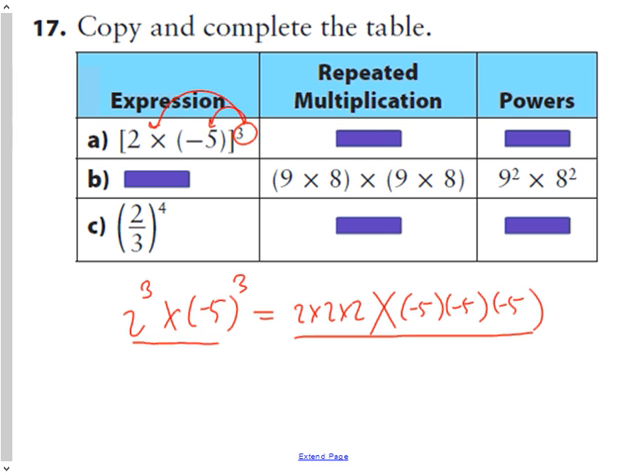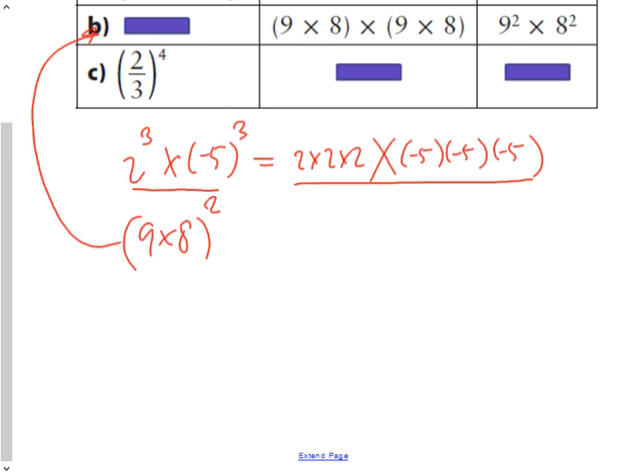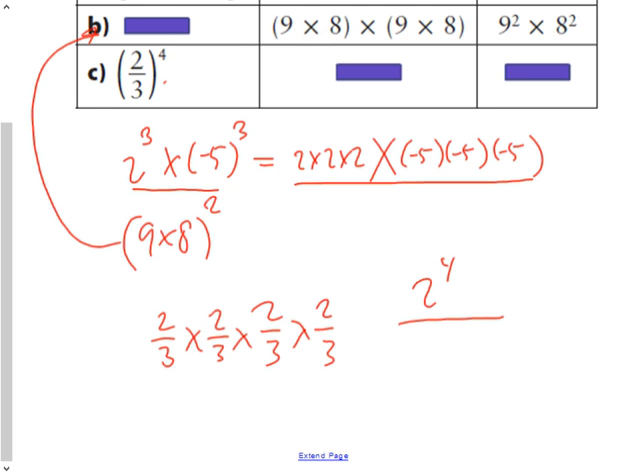In the second one, it says 9 times 8 times 9 times 8. So if we had 9 times 8 in brackets and had an exponent of 2, that's what it would look like in repeated multiplication. So for this one, that is what it is for B. And for C, in repeated multiplication, this would be 2 over 3 multiplied by 2 over 3 multiplied by 2 over 3 multiplied by 2 over 3, or 2 to the exponent of 4 over 3 to the exponent of 4.